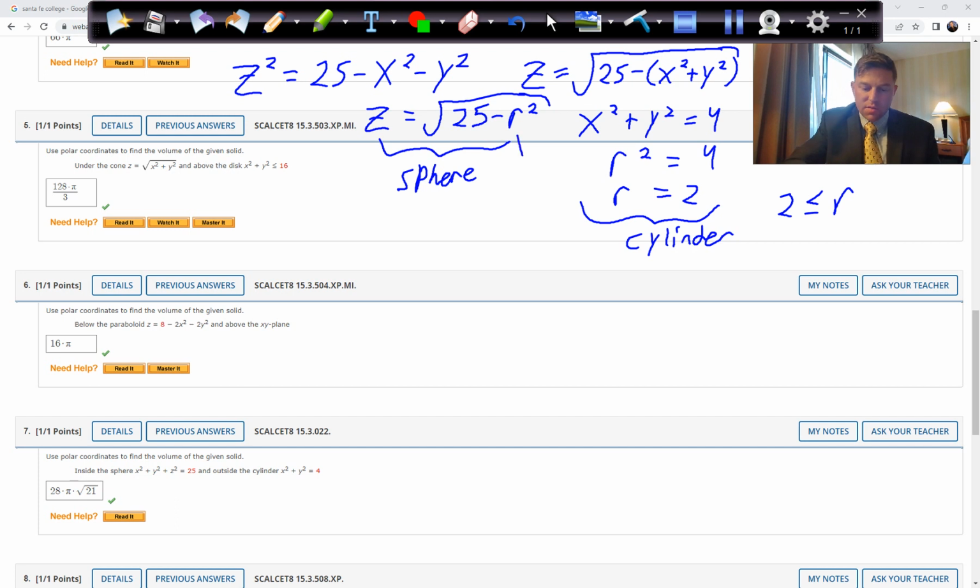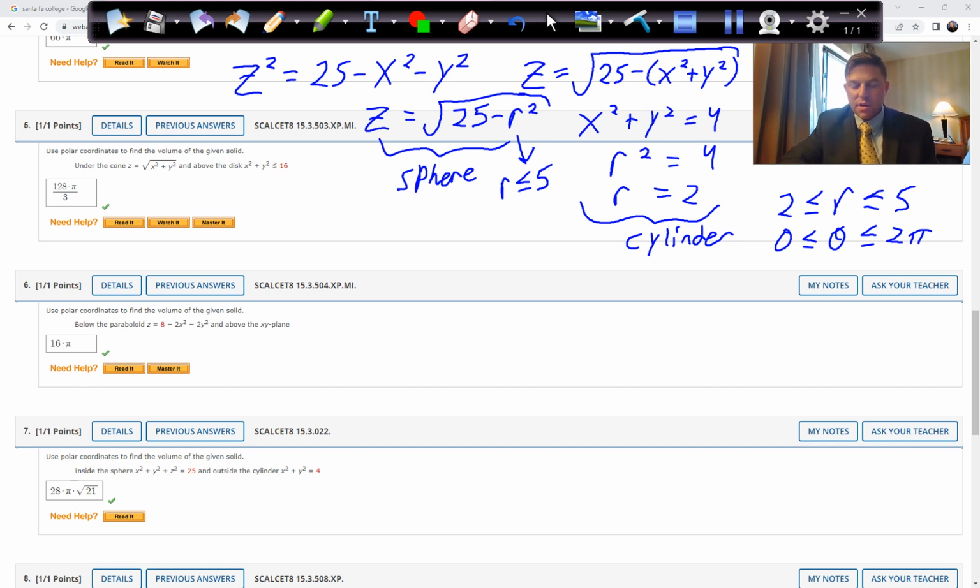The sphere, notice from this that r has to be smaller than or equal to 5. Why? Because if r is bigger than 5, we're going to get a negative square root here. So the biggest r can be for the sphere is 5. So we're going to sandwich the radius between 2 and 5. Then we're going to sandwich theta between 0 and 2 pi like most problems have it. And that's the hard part.